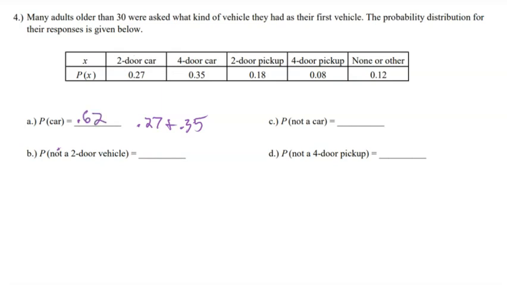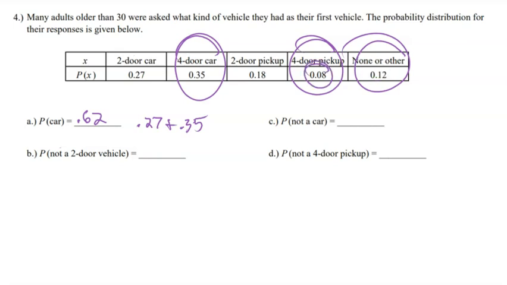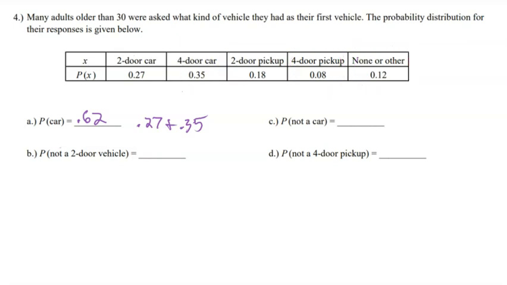What's the probability that they did not have a two-door vehicle? So we'd want to leave this one out and leave this one out. This is not a two-door vehicle, this is not a two-door vehicle, and then these over here, they didn't have a two-door vehicle. So we're only going to include the four-door, and then the none or other. Add those up: 0.12 plus 0.08 is 0.2. 0.2 plus 0.35 is 0.55.